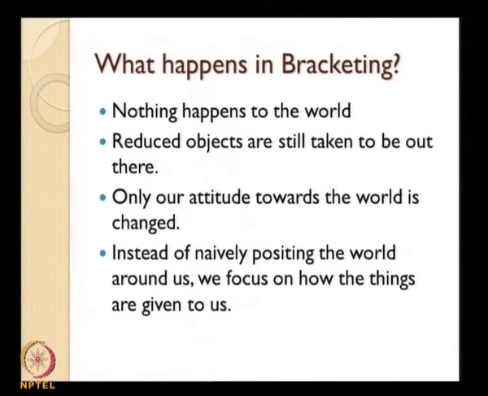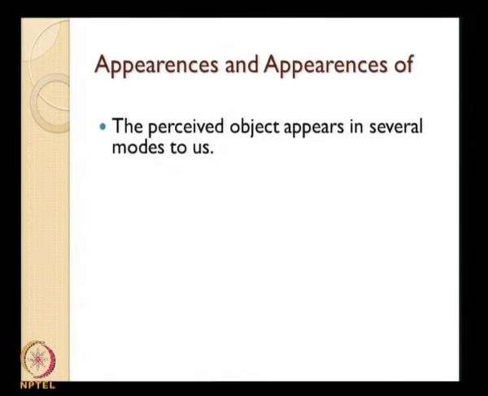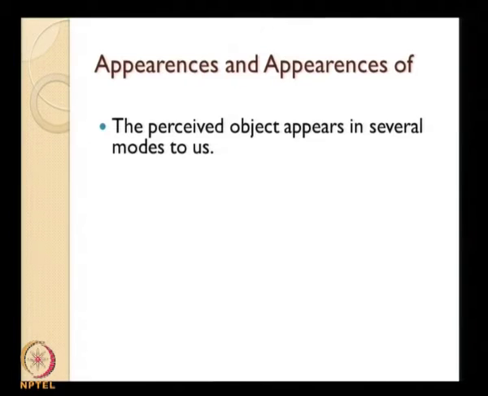Instead of naively positing the world around us, we focus on how things are given to us, how they are given directly to our consciousness. What are those aspects which we need to emphasize when we look at the world by applying the process of bracketing? Here again there is a distinction maintained between appearances and appearances of. Every appearance is an appearance of something. So, this offness, this aboutness which we mentioned in the previous lecture, is an integral part of consciousness, the intentionality of consciousness. The perceived object appears in several modes to us.